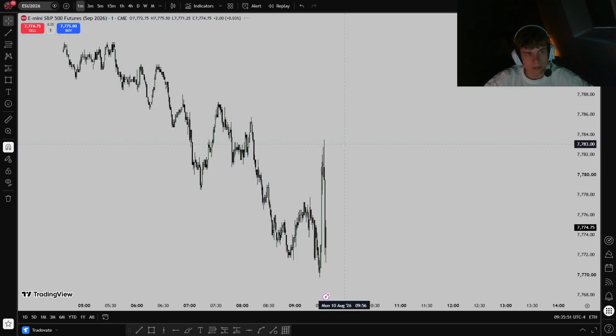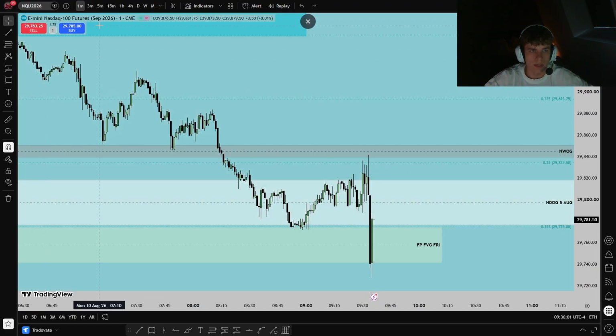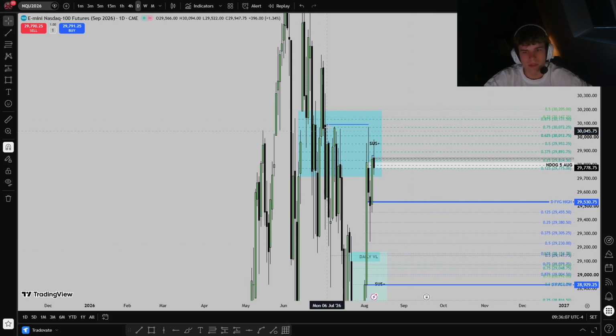So that's there. We're just gonna see how we react here. Okay, we closed and touched the daily suspension block low. Also, I want to mention I'm also looking at the September contract on the mini, not on the micro, because there you also have that suspension block, but it's a little bit different than the one on the micro.